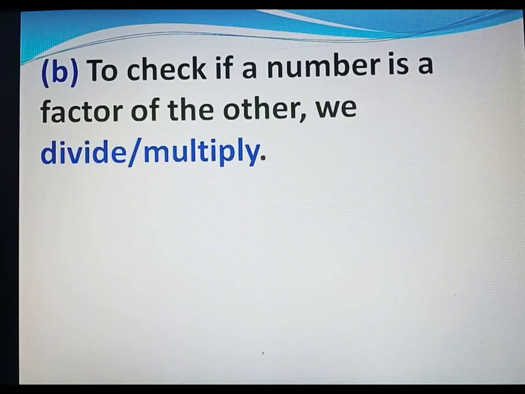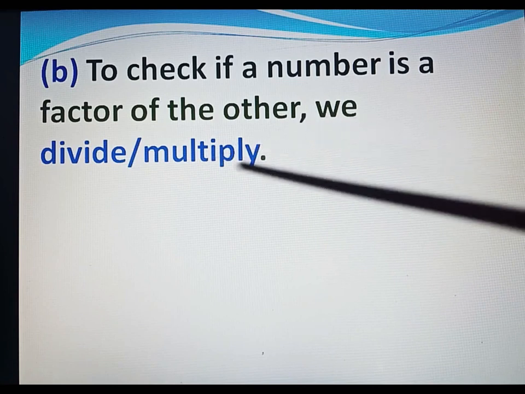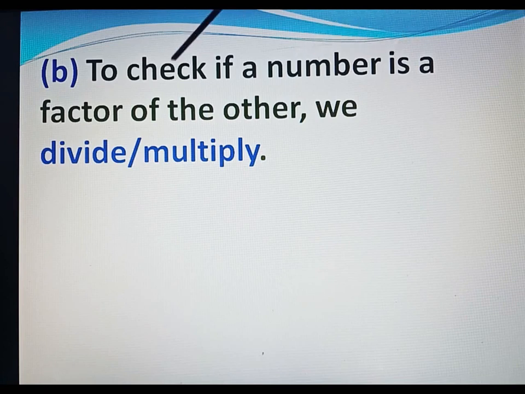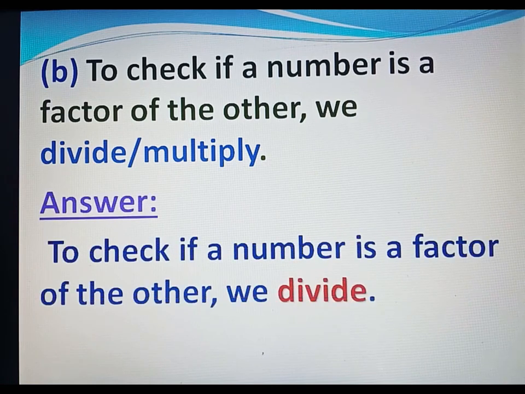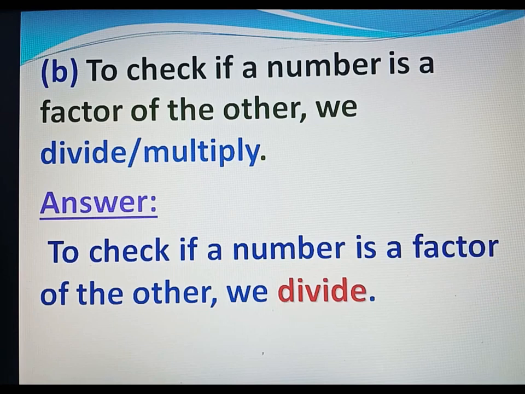B part. To check if a number is a factor of the other, we divide or multiply. See, we have to check whether that number is a factor of the other. So we divide that. Answer. To check if a number is a factor of the other, we divide.